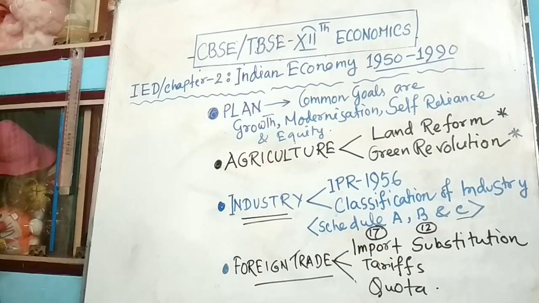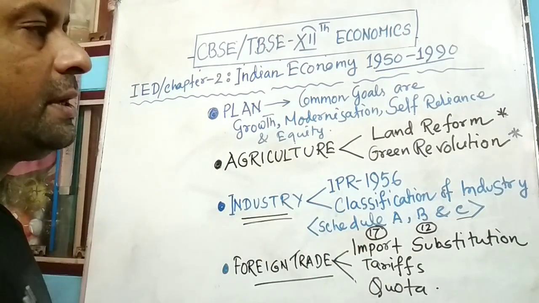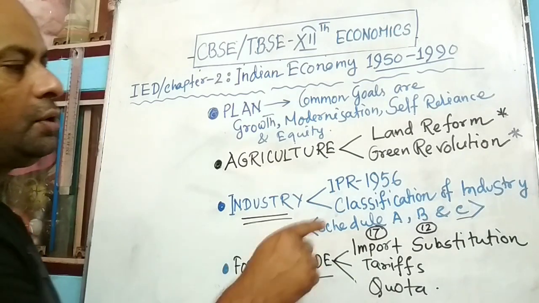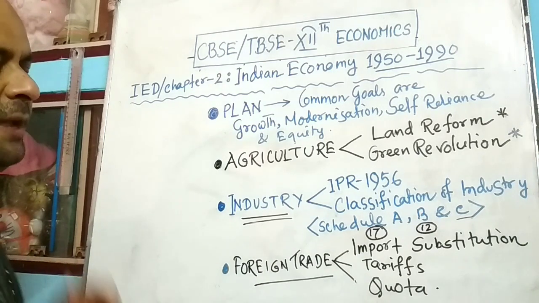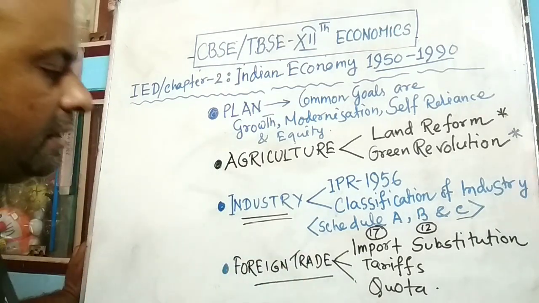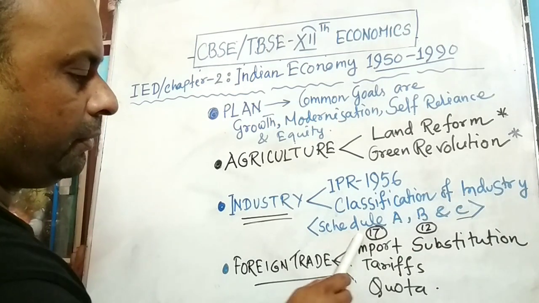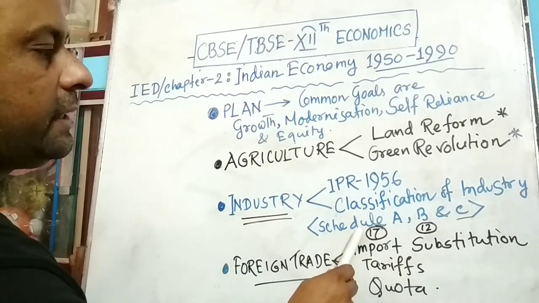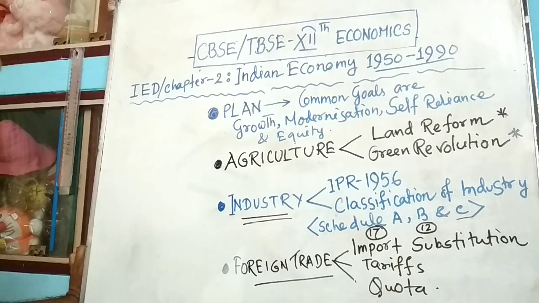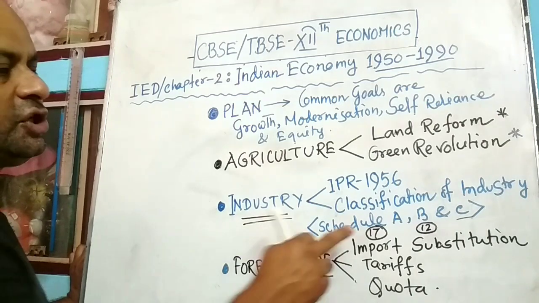All the industries are divided into 3 categories. In Schedule A, government kept around 17 industries, which is totally controlled by the government. What are those industries? Mainly these were arms and ammunition, aircraft, oil, iron, then machines, tools. These are the basic industries. All the industries are kept in the hand of government. Government used to regulate and control everything. These are the 17 industries in Schedule A.